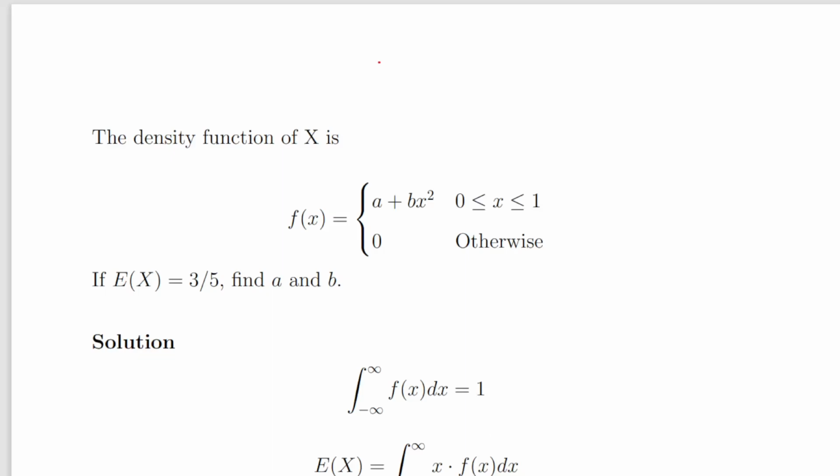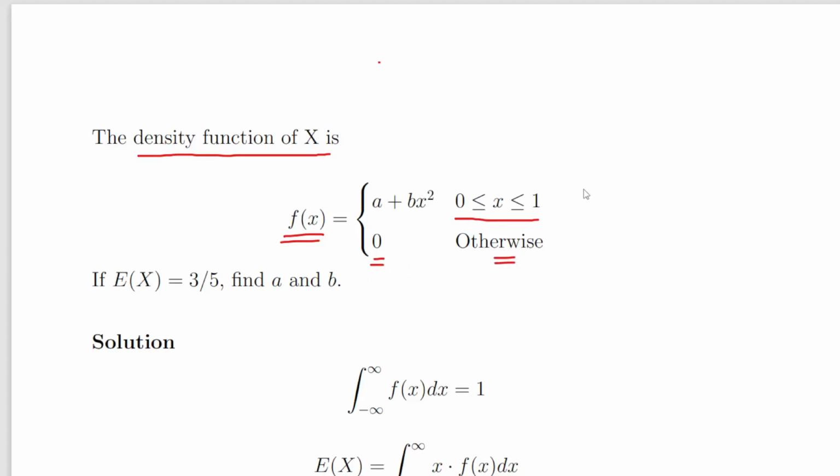Okay, in this presentation we are going to look at continuous random variables. What we have here is a probability density function. The density function of x is given as follows. So here we have the probability density function of x, small f of x, and that is equal to a plus bx squared, where x is between 0 and 1 and 0 otherwise.